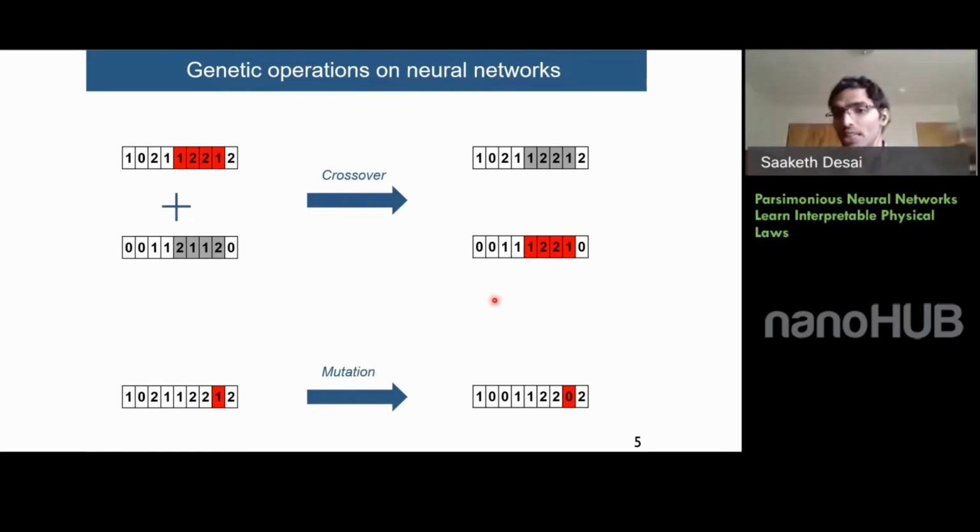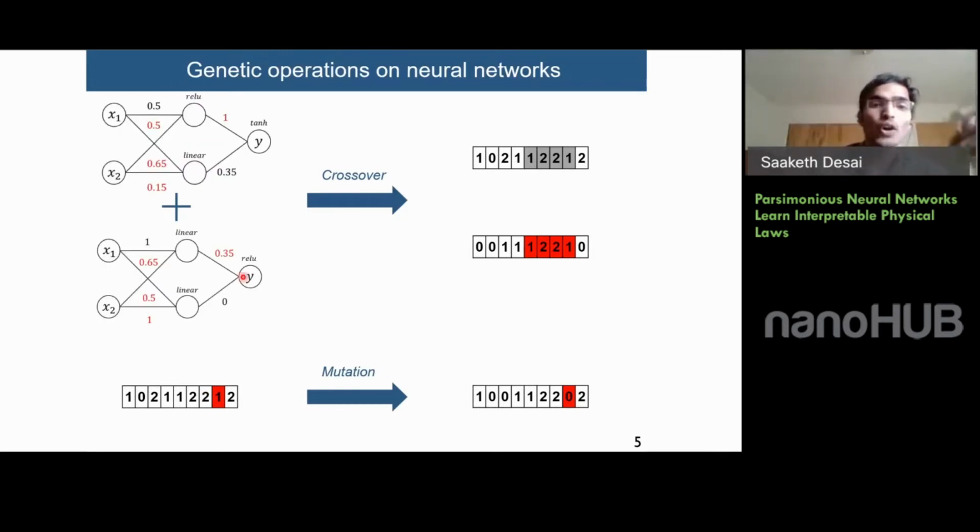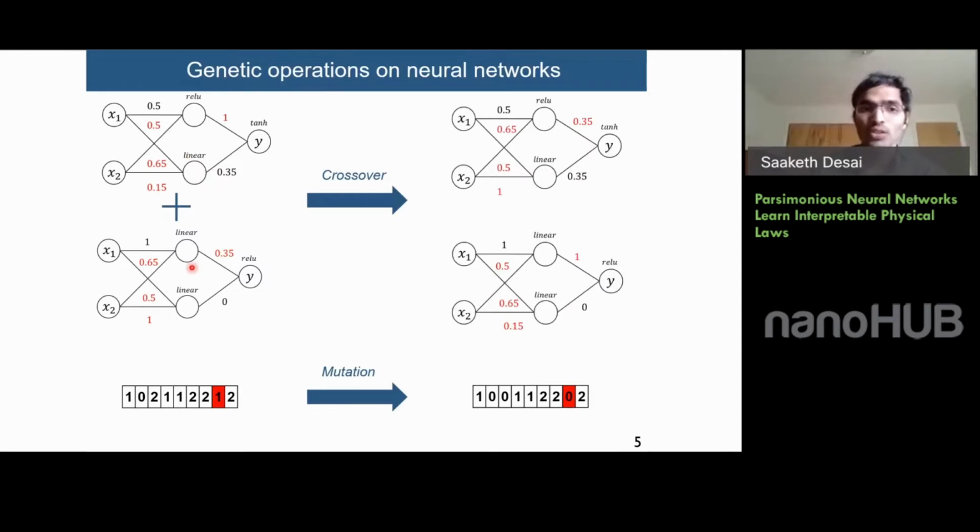So what does this mean in the context of neural networks? I said we're going to apply crossovers and mutations to neural networks. What that means here is that we're going to select a set of weights and maybe activations. In this example, I've selected some weights marked in red. And what the crossover operation is going to do is swap the weight values between the two individuals while keeping the rest of the network the same.